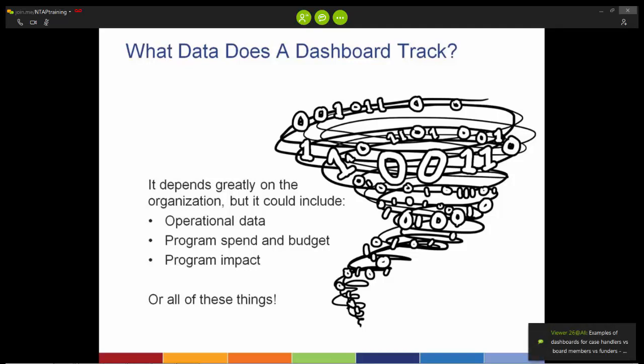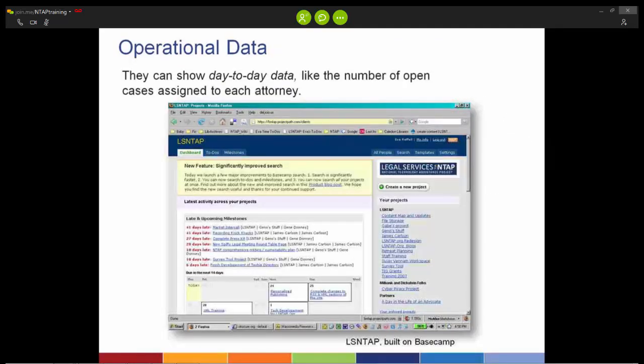And this is one of the reasons that if you ask different people, you'll get different definitions of what a dashboard is. So, for instance, Brian was just mentioning that NTAP hosted a seminar on Google Analytics dashboards a week or two ago. And so that's 100% lots of data coming together into one place. But I think that many people, when they think about it, tend to think of it as more of an operational control panel, an organizational control panel. But it's going to vary from person to person, as I mentioned. So really important to think through what it is for you. So operational data, spend and budget, program impact, all of those things.